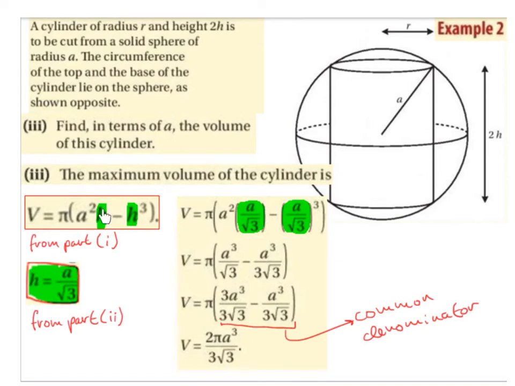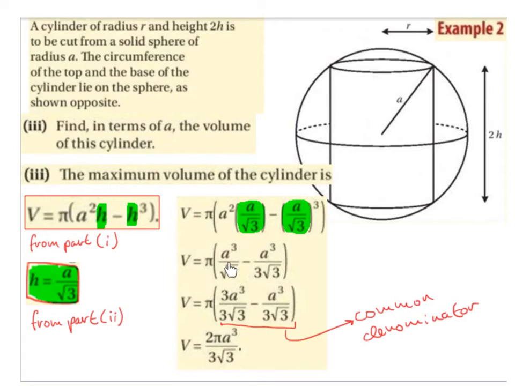So swapping each of those h's for a over root 3, we get the volume equals pi times a squared times a over root 3 minus a over root 3 cubed, which is pi times a cubed over root 3 minus a cubed over 3 root 3, which is pi times 3a cubed over 3 root 3 minus a cubed over 3 root 3. So this is our common denominator.